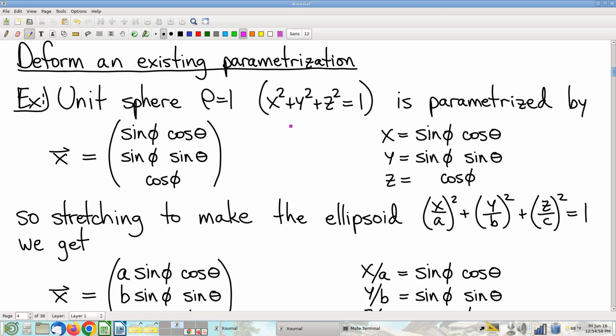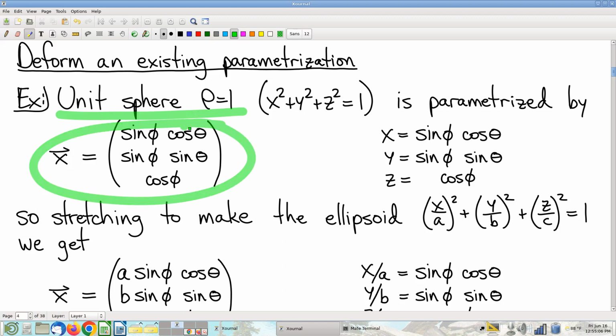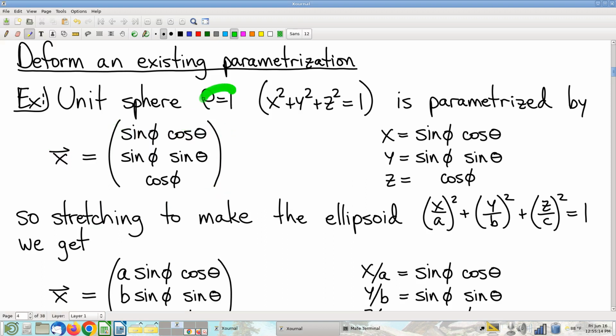So here's an example. We know that the unit sphere is parameterized like so. Now how do I know that? This is a spherical graph parameterization. This is where I took rho equals 1 and plugged it in where the rho was into the existing, standard spherical coordinate conversion formula. So that's just a spherical graph parameterization a la 2 pages back.